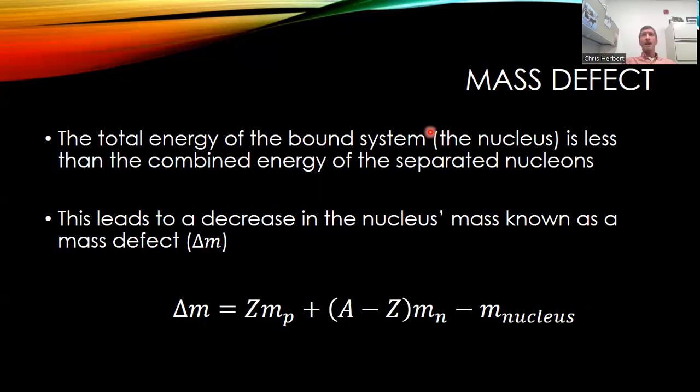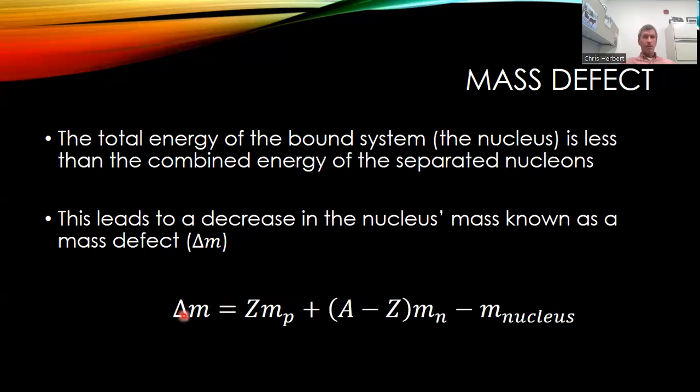Because it has less mass, that mass has to be related to the binding energy of the particles. If you want to separate that proton and neutron, again, you've got to add enough energy to effectively add mass so that they can separate and become free particles.